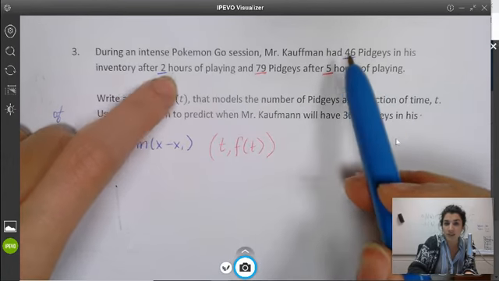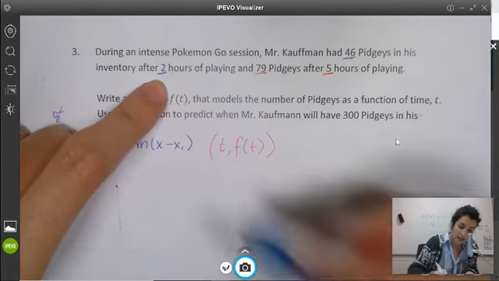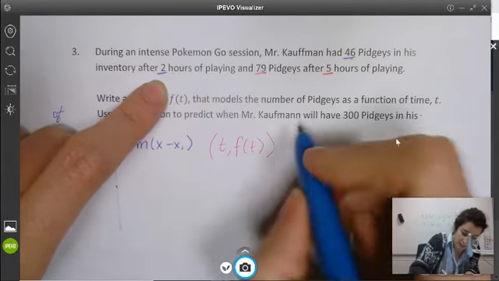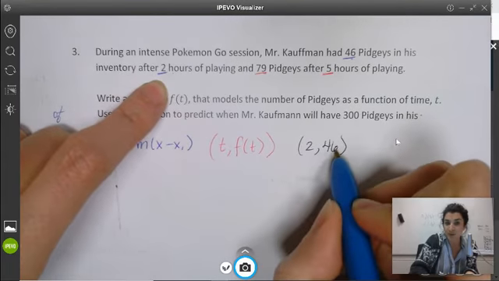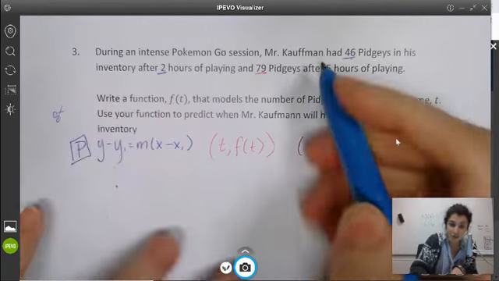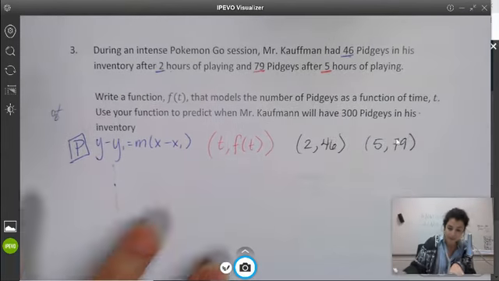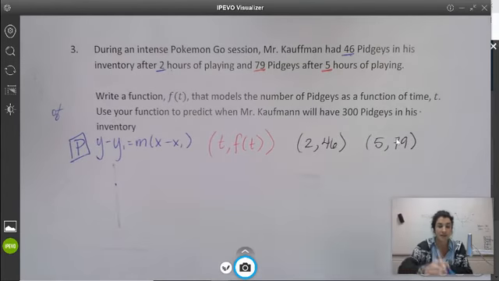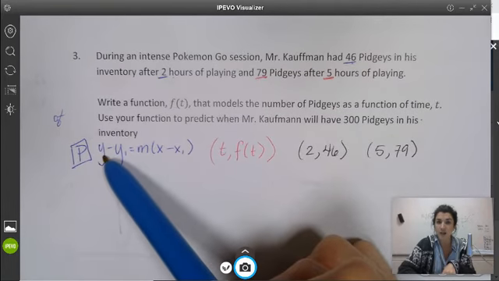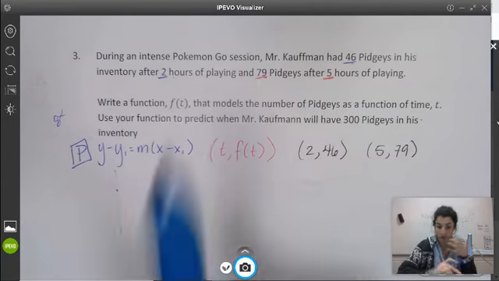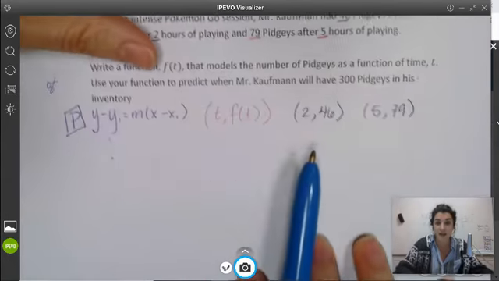2 hours of playing means 46 Pidgeys. So careful here, t needs to be our x value. So we're going to write 2, 46, time then number of Pidgeys. We've also got 79 Pidgeys after 5 hours of playing, so we can write that as another point. So now I've written down a few things. I've got 2 points, and I've got a blank form of a linear equation, and we know that we want to write a function. And so we can use what we practiced on our previous page in order to know what we need to do next.